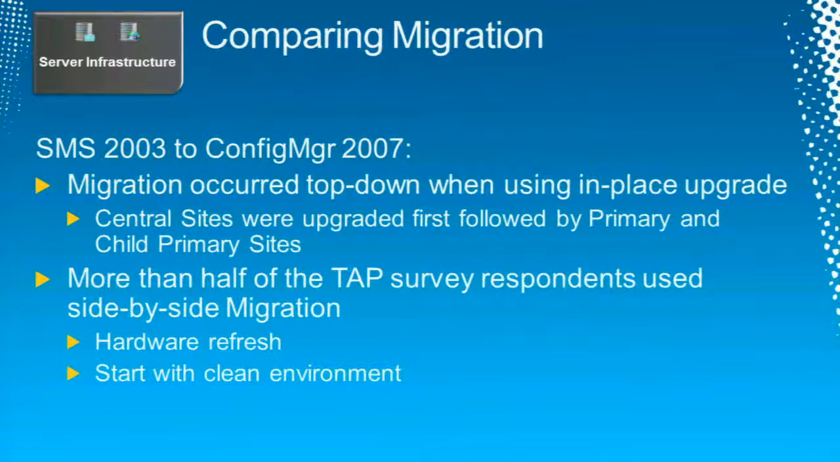So it's just a matter of, in that environment, you had your choice what you wanted to do. To set the bar right away, there is no in-place upgrade from ConfigMan 2007 to ConfigMan 2012. It is not an upgrade, it's a migration. You're doing a side-by-side migration. So that's the first thing to lay the ground.